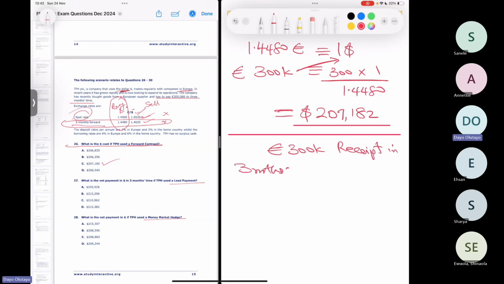So company is going to receive euro, which means they don't need to keep that euro because euro is a foreign currency to them. So which means company will sell the euro. That's what they want to do. Company wants to sell the euro.